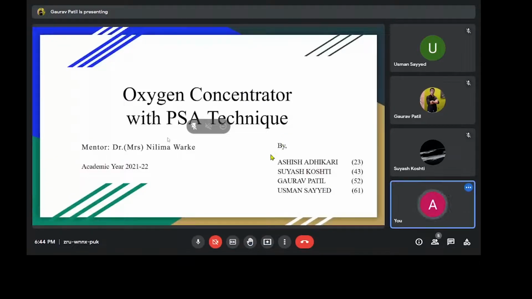Greetings, one and all. Today we will be going through a very interesting project which aims to build an oxygen concentrator using PSA technique. My team members are me, Ashish Adhikari, Suyesh Kushti, Gaurav Patil, and Usman Sayyed.